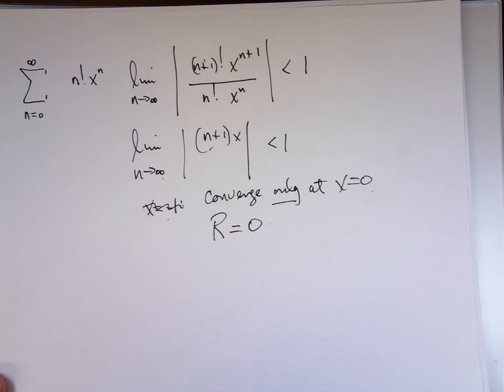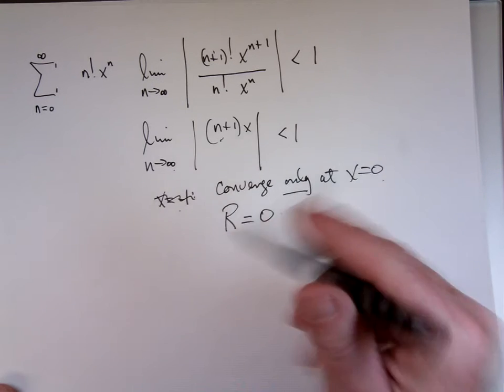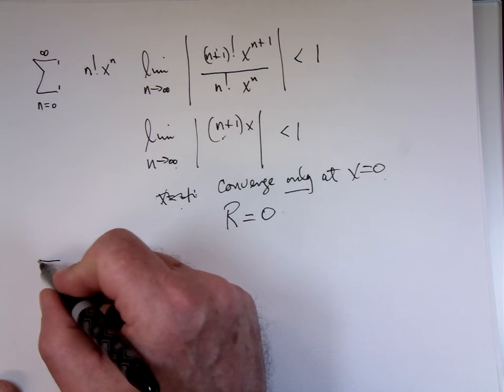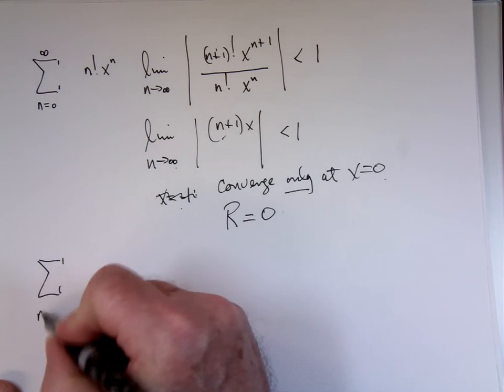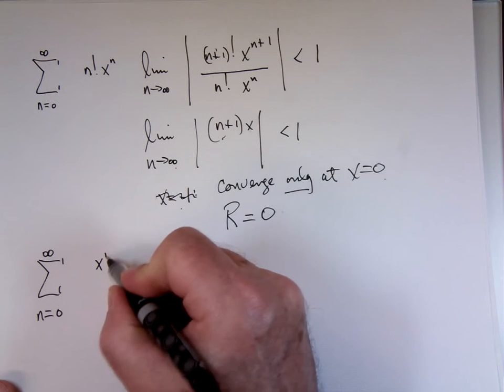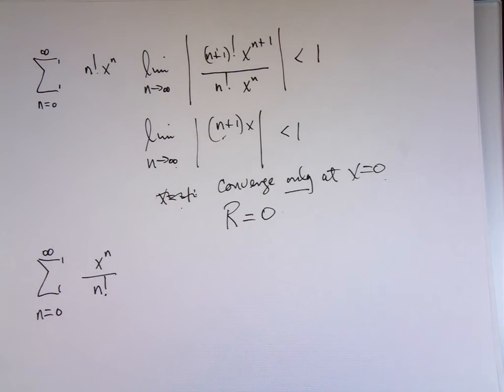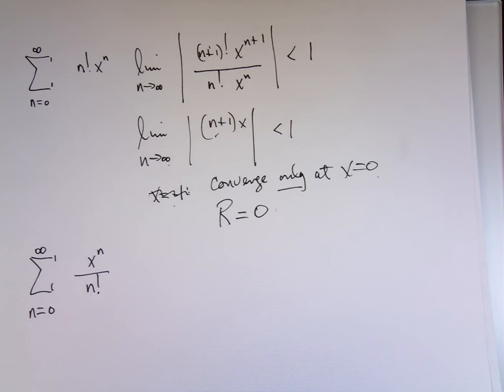One more to do, and then we're done. You ready? Let's do this one. Let's do x to the n over n factorial. Let's take a look at this one. All right, we're going to test.